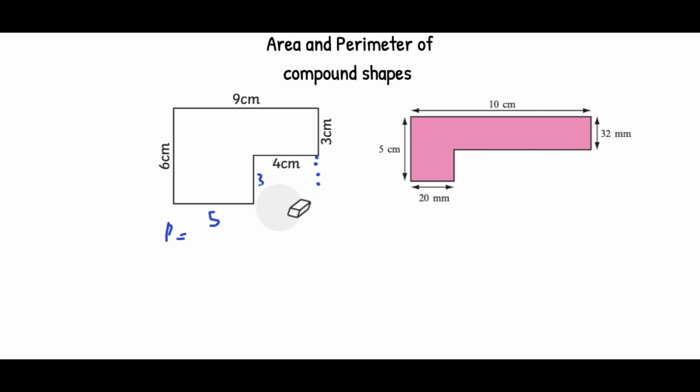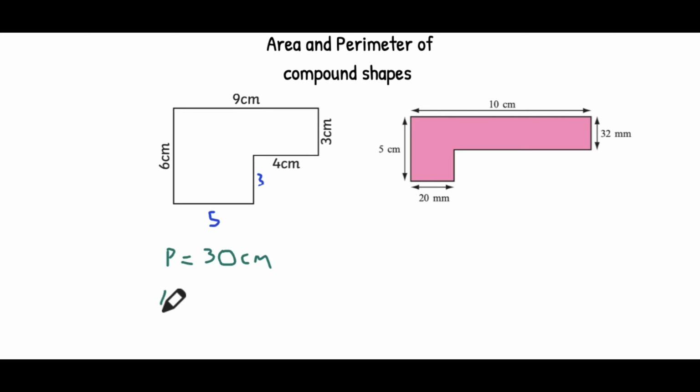All right, let me just erase there. So now our perimeter, in fact, let me move this a little bit so that we can have enough space. So our perimeter will be 6 plus 5, 11, 11 plus 9, 20, 27, 30. So our perimeter is 30 centimeters. All right, great. Let's finish with this shape first.